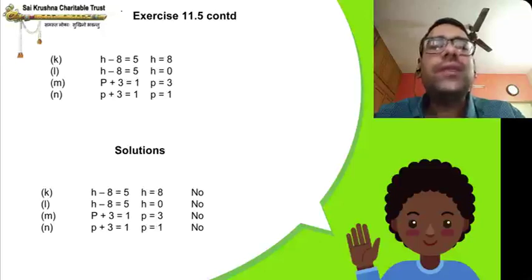No is the answer. p plus 3 equal to 1. So instead of variable p, we will put 3. So what will happen? 3 plus 3. 3 plus 3 is what? 6. Left hand side you are getting 6. Right hand side you are getting 1. Are left hand side and right hand side equal? No. Therefore the equation is not satisfied, right?